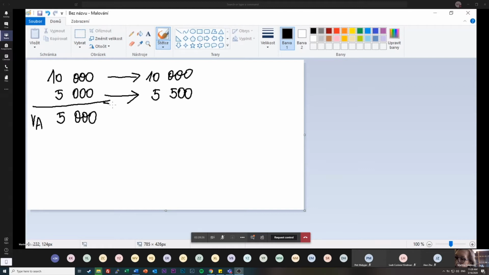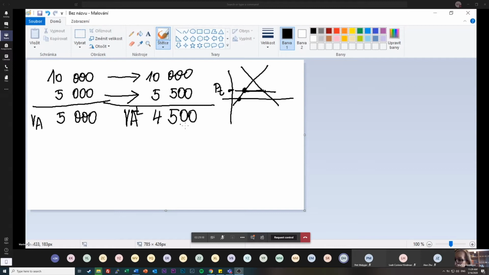4,500. Now you can see, before counting, that the situation of domestic producers is worse. Before, they could sell the final product for 5,000. Now only for 4,500. It's worse for them. They must save in the production. They must decrease costs. They must improve production technologies or something like that.